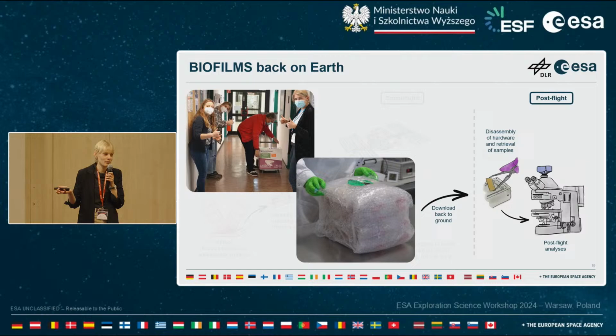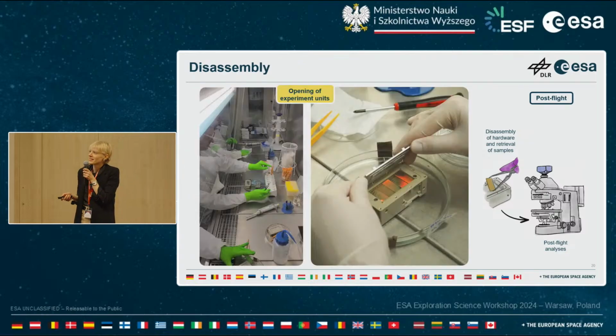And this is now when we got our samples back, so it was maybe a bit unspectacular. This World Courier guy came with a cardboard box, so it was a bit hard to grasp that these samples were on the space station before. But you see everyone is here still wearing masks, still in COVID times, but still very excited that the samples were safely back in our laboratories.